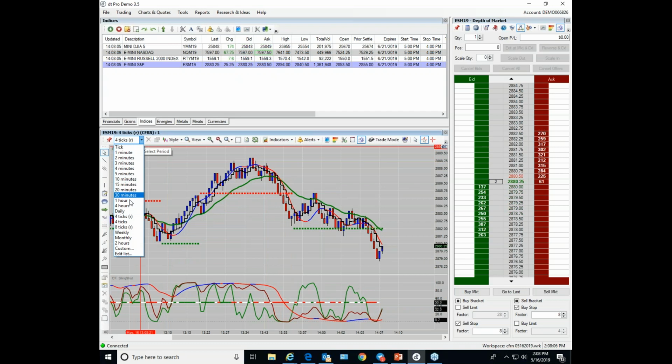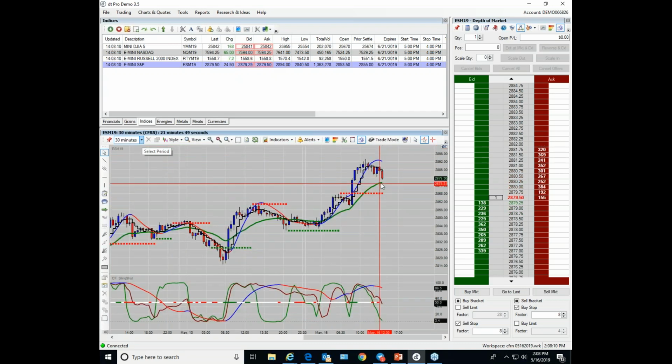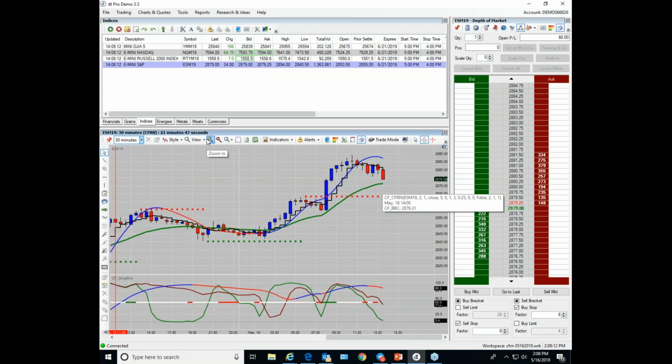Okay, you have to decide. And as we just said, the normal thing for the market to do on a 30-minute chart is to gravitate toward that BBC, and it looks like we're trying to do that now.